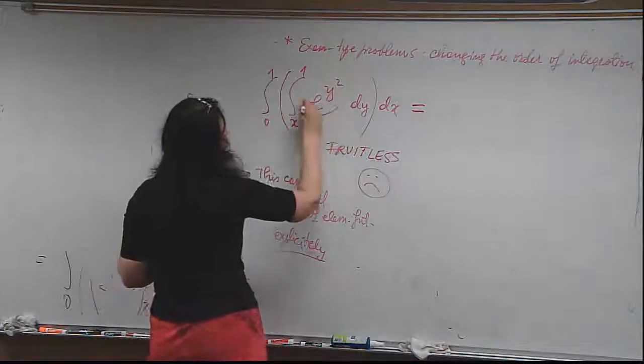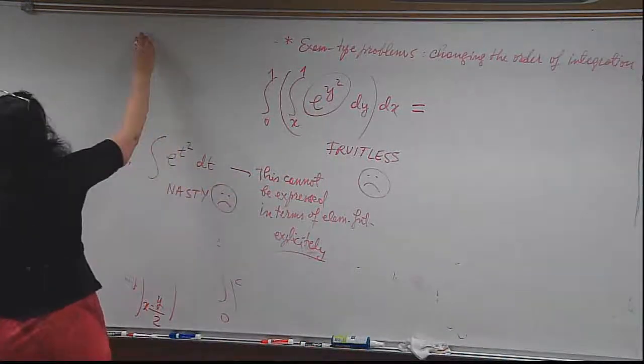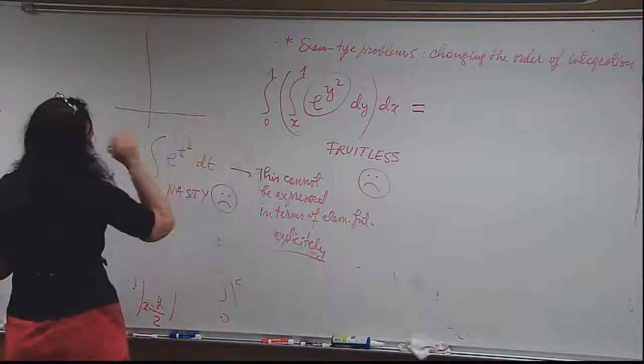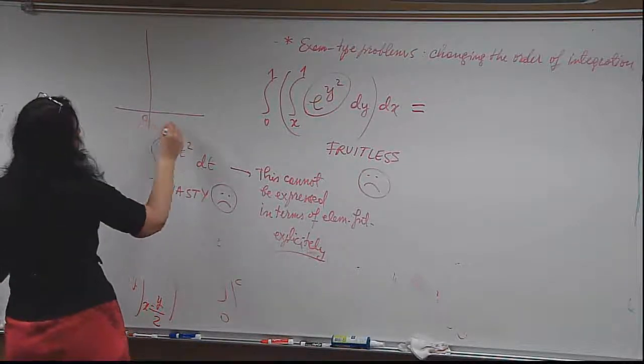This is the function, you pick the function. But let's see what happens if you draw. The domain will be x between 0 and 1.